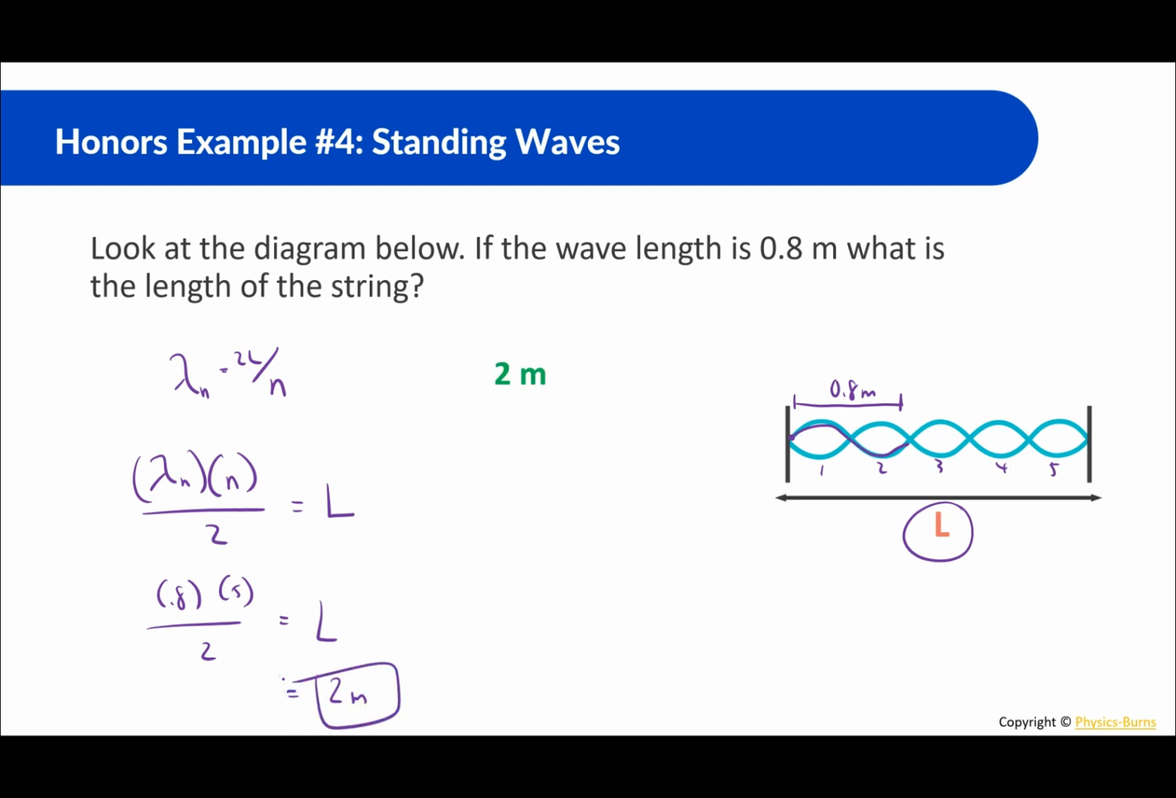So that's one way. We could also say this is 1.6, and then this is going to be half of it, 0.4, and that also equals 2 meters. Okay, all right, moving on.